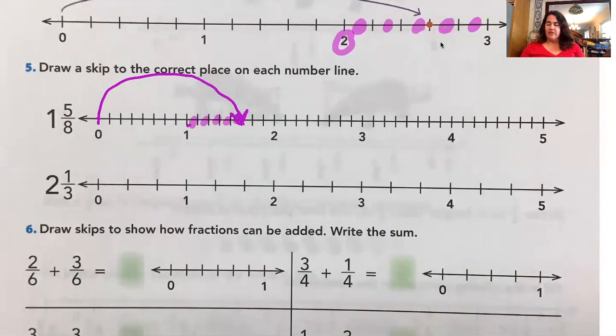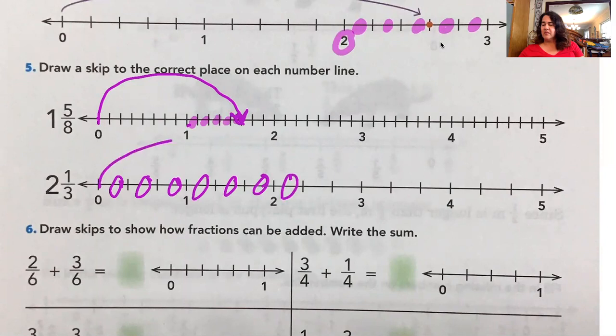Good job, second graders. Let's do 2 1/3. Are you ready? Starting at the 0, where am I going to jump to? Well, let's count the spaces. I have 1, 2, 3. 1, 2, 3. They're all cut into thirds, so I need 2 and 1/3. So I need to go from here all the way over to here. Right on?